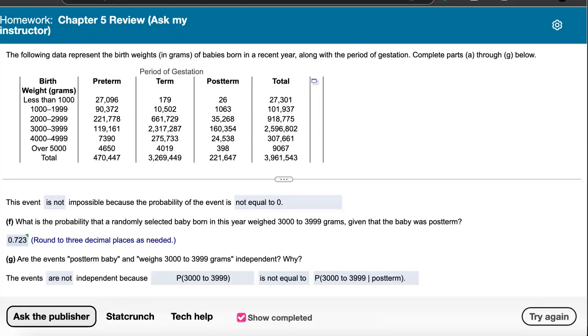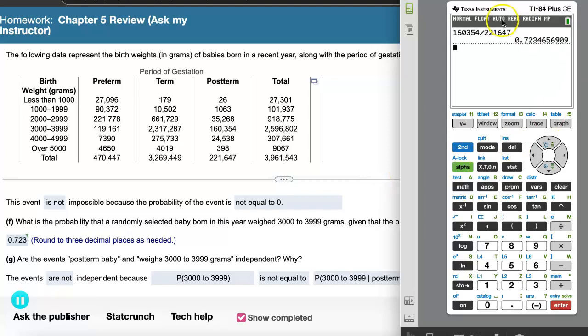Part F asks us what's the probability that a randomly selected baby born in this year weighed between 3,000 to 3,999 grams, given that the baby was post-term. So what that tells me, when I see this information after that phrase, given that, this is now my total number of babies. So I'm only focused on the post-term babies, and the values that I'm looking for here are the ones that fall in this weight range. So I'm going to divide these two numbers to get that probability that's being asked for here in part F.